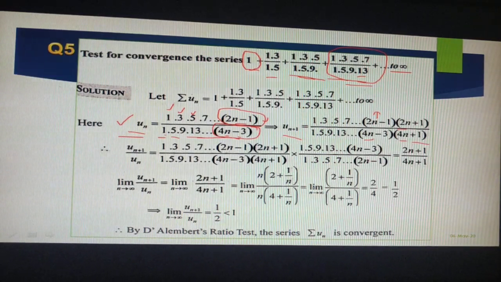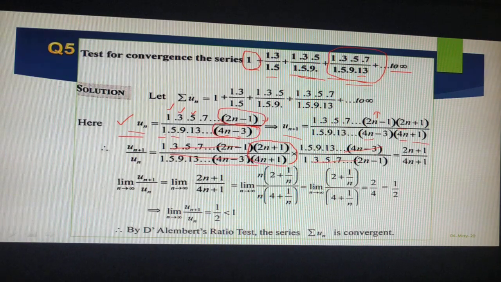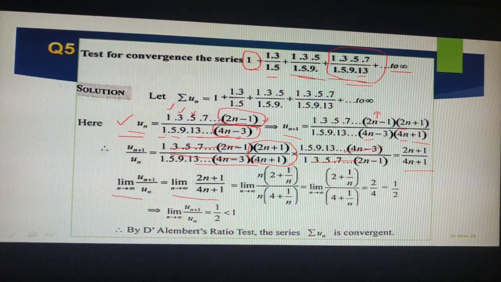So once we have un plus 1, this whole term, and un I am taking reversely, so in that case the denominators 4n minus 3 and 2n minus 1 are going to be cancelled. Only the remaining part will be this, okay: (2n plus 1) by (4n plus 1). And of course we have to apply the limit for this ratio. Limit n tends to infinity: directly if you apply the limit, it is infinity by infinity form, which is an indeterminate form. So before that, if possible, you simplify that.